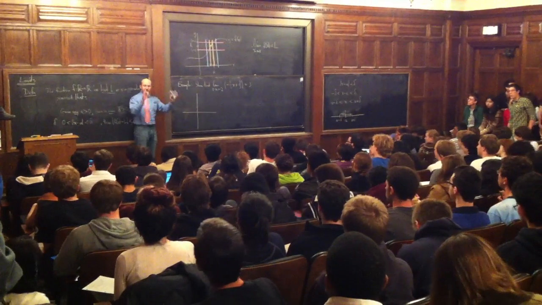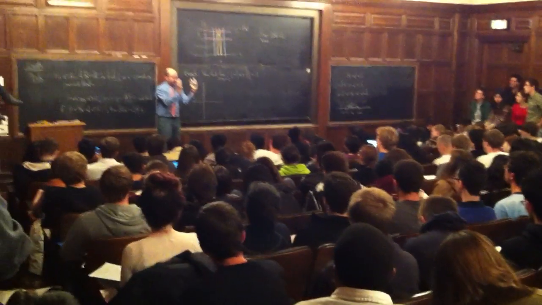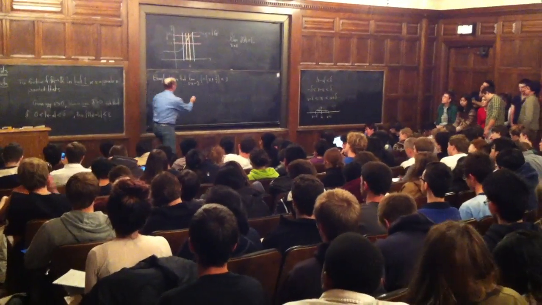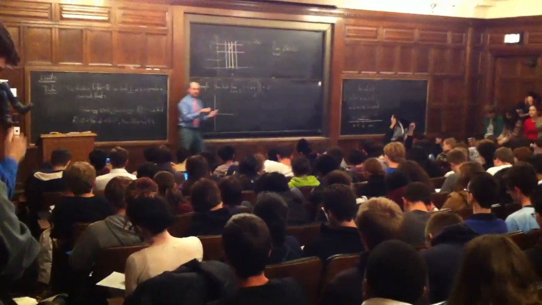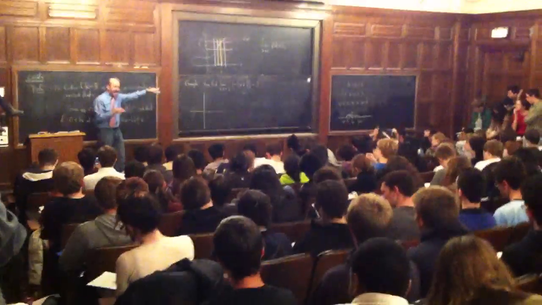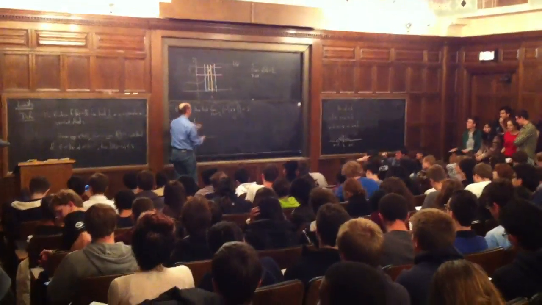Recognizing that thing is a function is worth noting. This is the f of x in this case. It is the limit of that function. So let's graph that function.